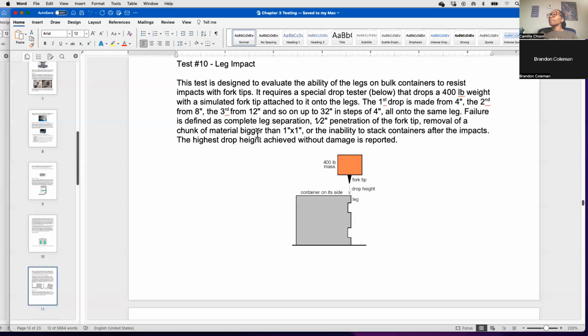So when you look at what failure is, it's interesting because it's defined as complete leg separation, which you would imagine, or a 1/2-inch penetration of the fork tip, which doesn't seem like much. But if you've got a bin that's 48 by 45 inches and you've got 1,200 to 1,000 pounds of material in there, and one of these has been pierced 1/2 inch, that could actually compromise that container.